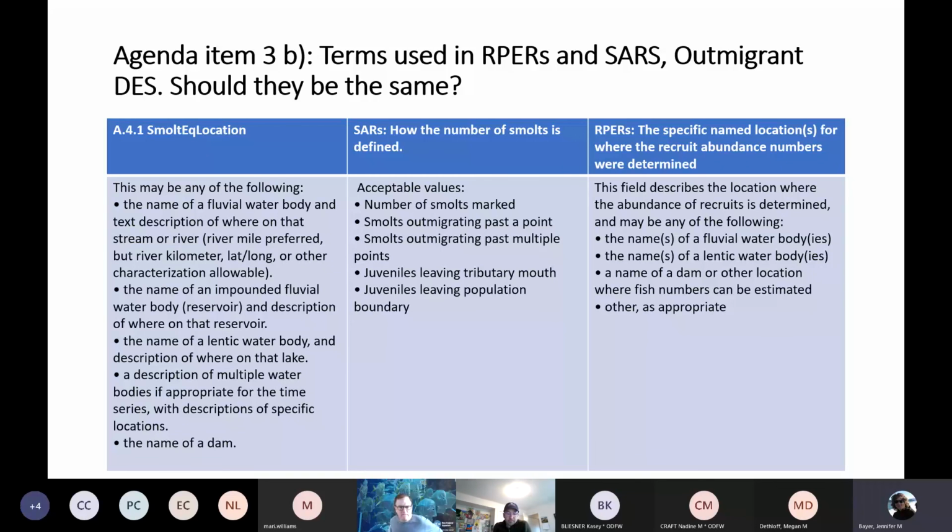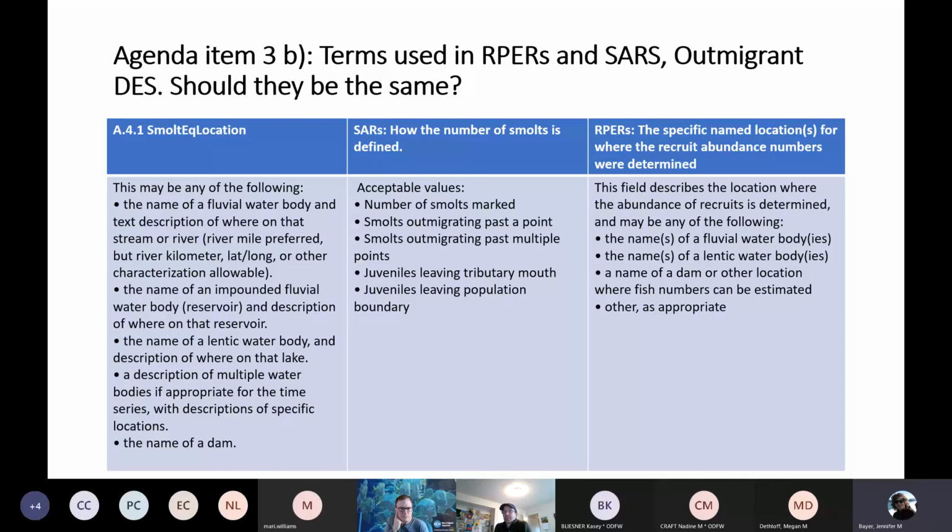But I think in your examples here, for these specific ones, different. Yeah, I agree with Mike. I think the specific definition for Smolt equivalent location and the RPRS specific name locations are talking about the same thing, essentially, the location where a number was calculated. So those ought to be consistent. If the Smolt equivalent one has some additional information that's specific to a Smolt equivalent estimate versus recruit abundance, I mean, that's the question there. Are those different things? The recruit abundance versus Smolt equivalent, are you calculating two different things? And if so, then that might need to be added. But the location part, I think, should be exactly the same.